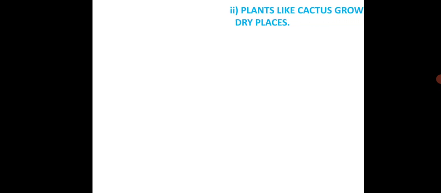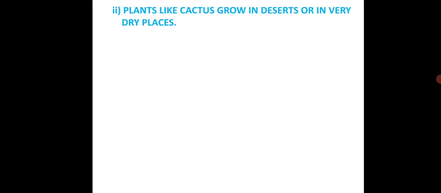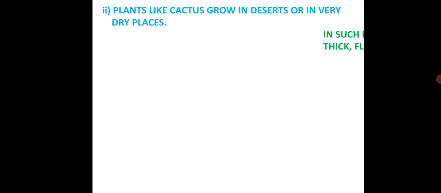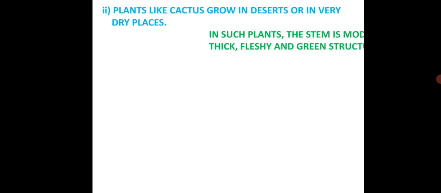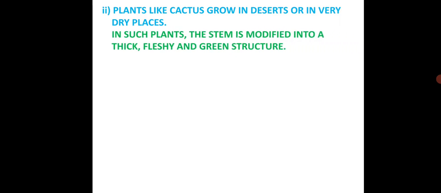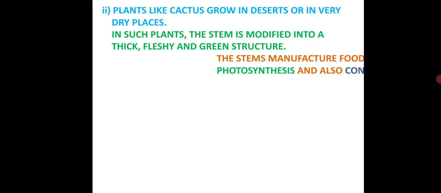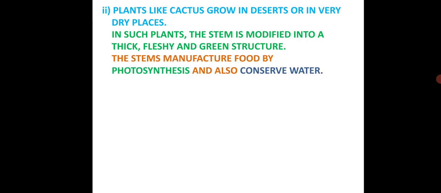Plants like cactus grow in desert or in very dry places. In such plants, the stem is modified into a thick, fleshy, and green structure. These stems manufacture food by photosynthesis and also conserve water.